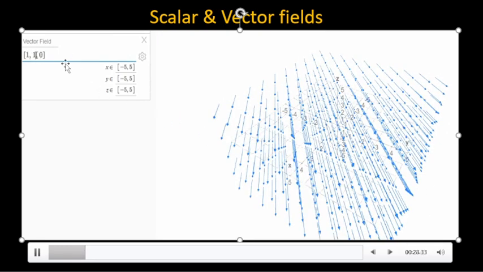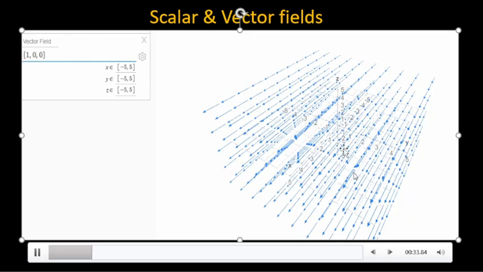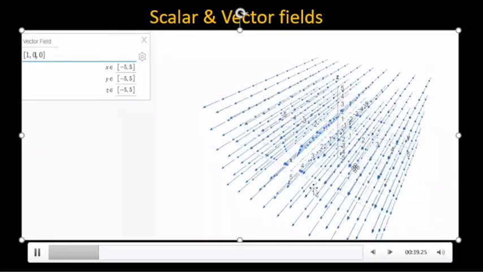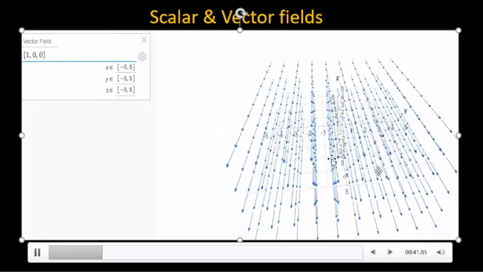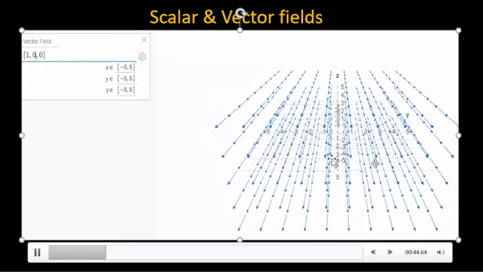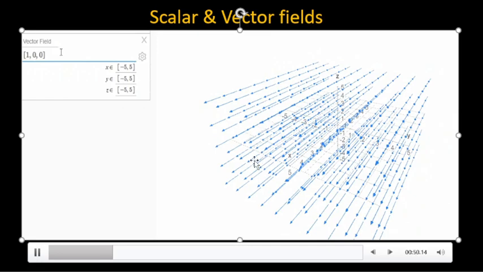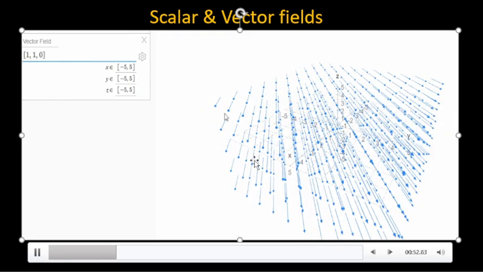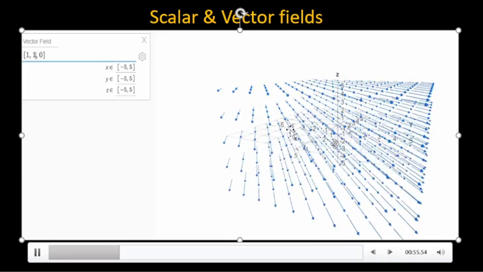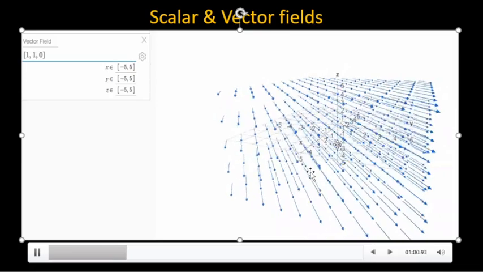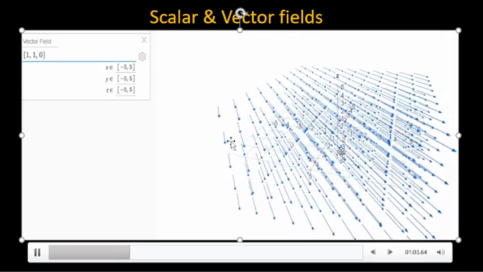Now if I consider 1, 0, 0, obviously it will be x directed. It is again a uniform vector field. It's independent of z, so in z direction also it is the same thing. It is not depending on x and y. Now if it is 1, 1, 0, it is also a uniform vector field on the xy plane, but the direction is 45 degrees with the x-axis and 45 degrees with the y-axis, diagonally.